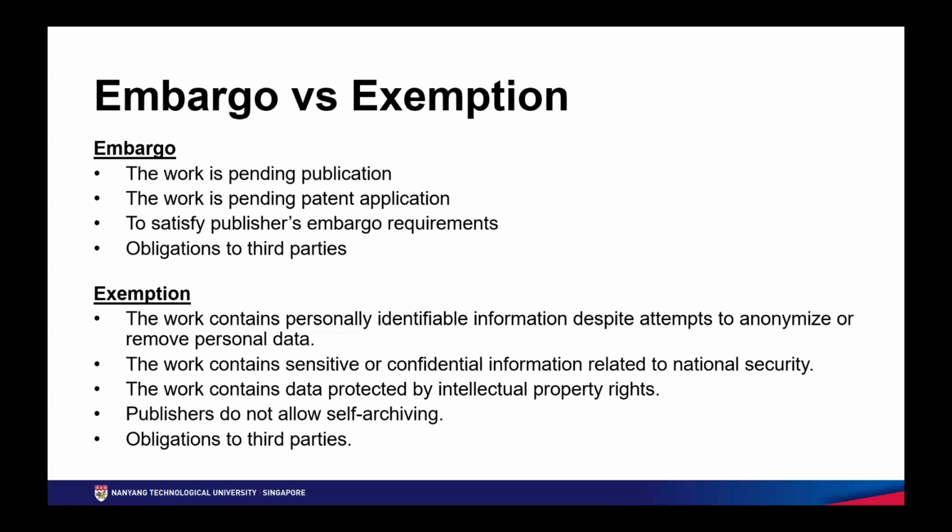Now, you can also request for an exemption, which means that the full text of your work will not be made available on DRNTU. And some of the reasons for this is if your research itself contains personally identifiable information, such as certain types of sensitive or confidential information, if you have data that is protected by intellectual property rights, if the publishers that you're publishing with do not allow you to self-archive your work, and again, if you have any obligations to third parties that may be involved in your research.